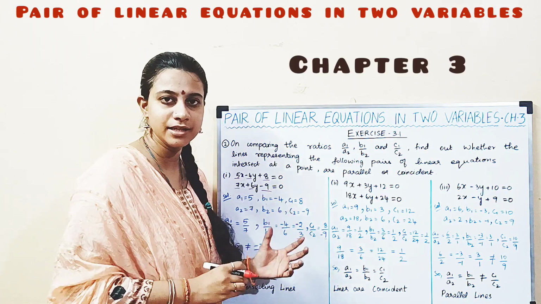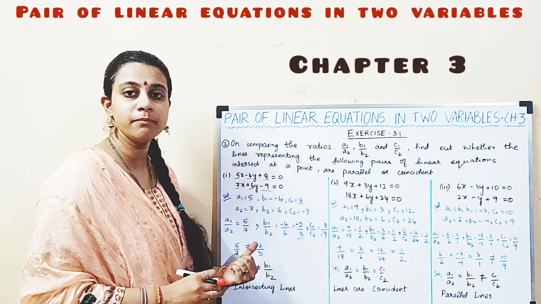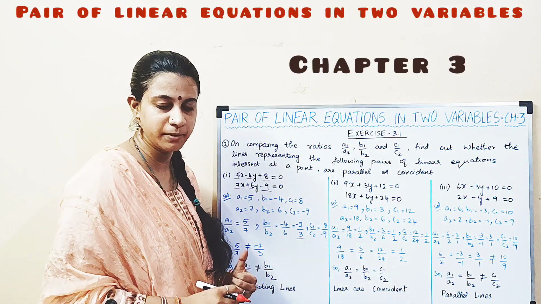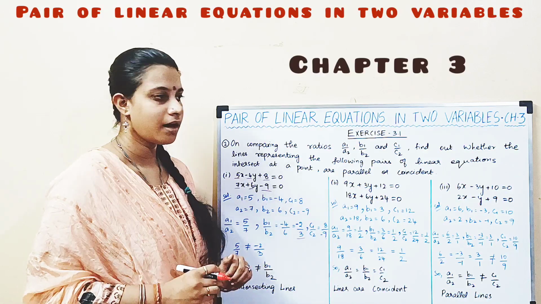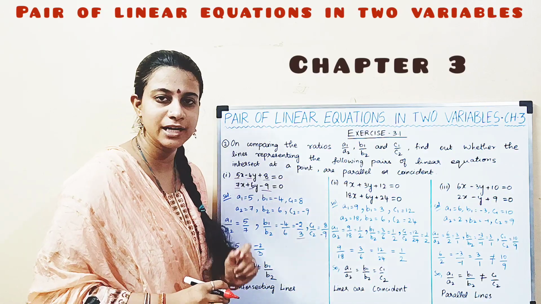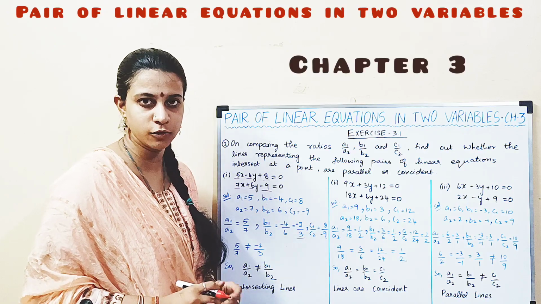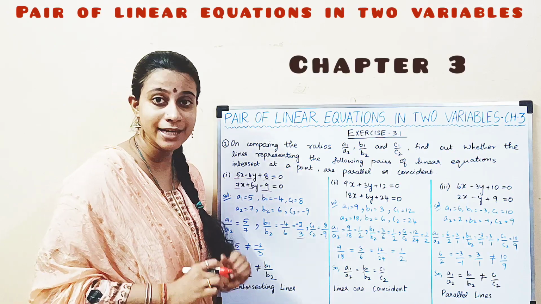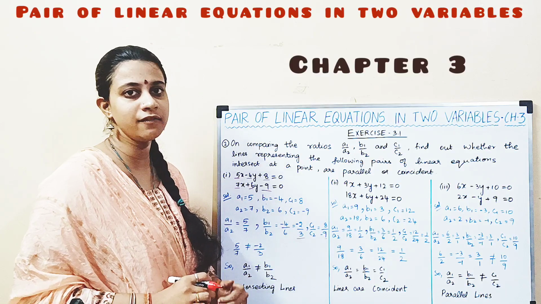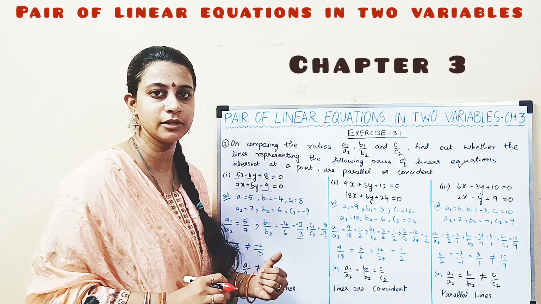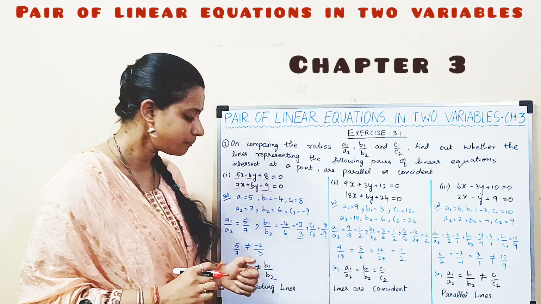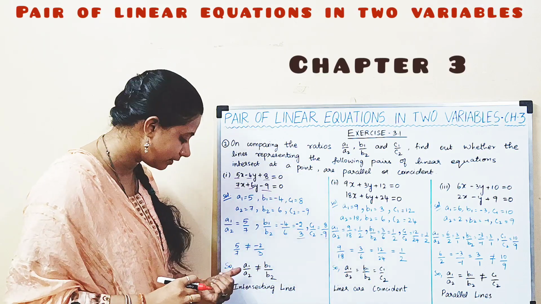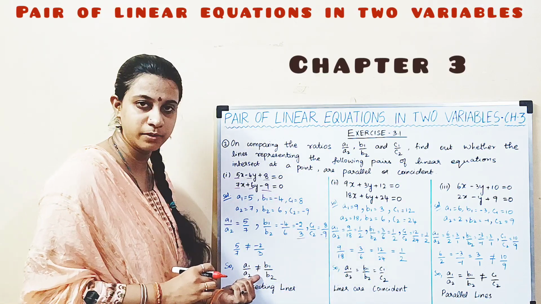Okay. Here while comparing these ratios, if a1 by a2 is not equal to b1 by b2, then we will conclude by saying that the lines are intersecting and the pair of linear equation has only one solution, that is unique. Okay. If a1 by a2 is equal to b1 by b2, then we will proceed for the ratio c1 by c2 to check whether the lines are coincident or parallel. Okay. In this case, it is very clear a1 by a2 is not equal to b1 by b2.